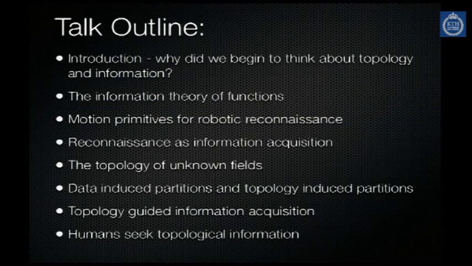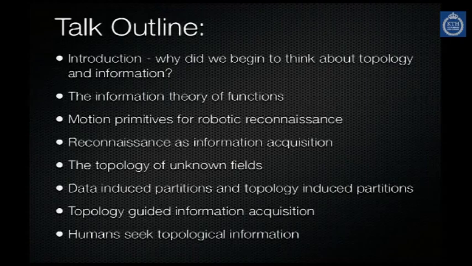So this is a rough outline of what I want to talk about. The relationship between topology and information. Talk a little bit about the information theory of functions. I will mention motion primitives for robotic reconnaissance. That is to say, what are the types of feedback control laws that might be useful in making robots autonomously explore certain aspects of a random environment.